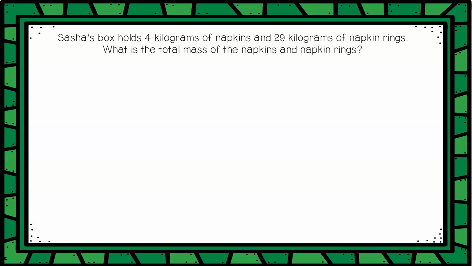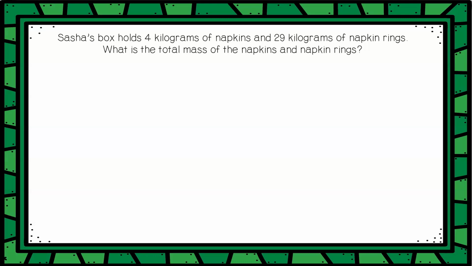This example says, Sasha's box holds 4 kilograms of napkins and 29 kilograms of napkin rings. What is the total mass of the napkins and napkin rings?